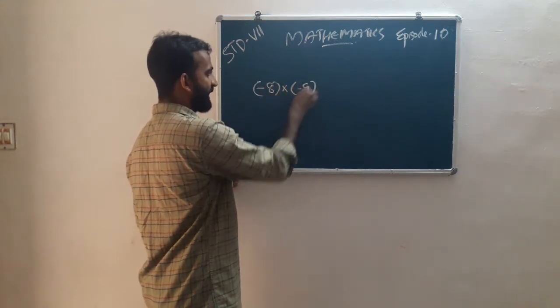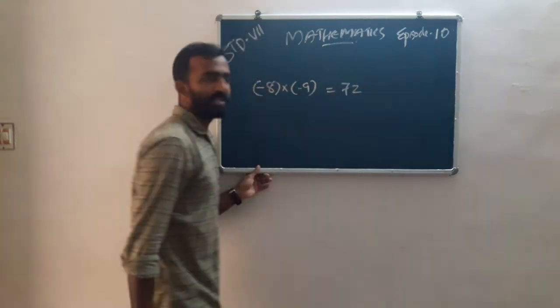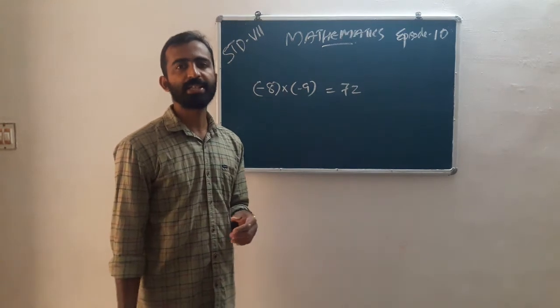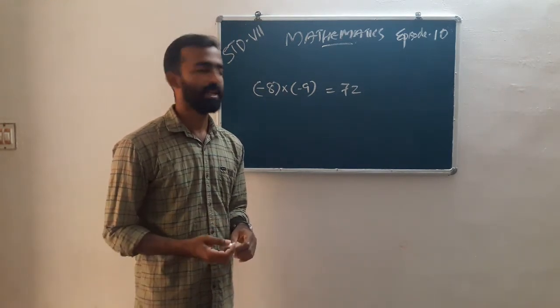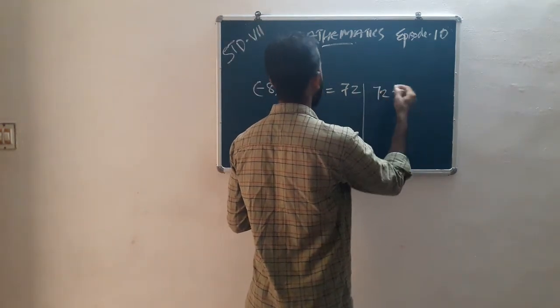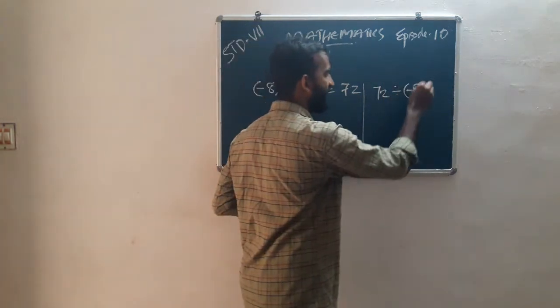Negative 8 into negative 9, we get the answer 72. Is it correct? Yes. Now 72 divided by negative 8.